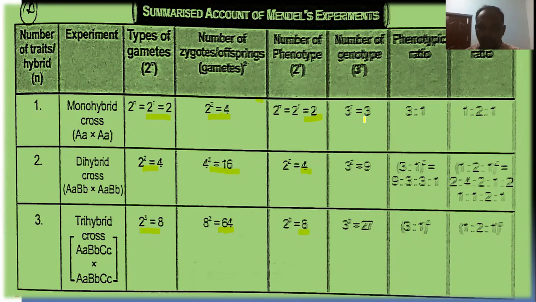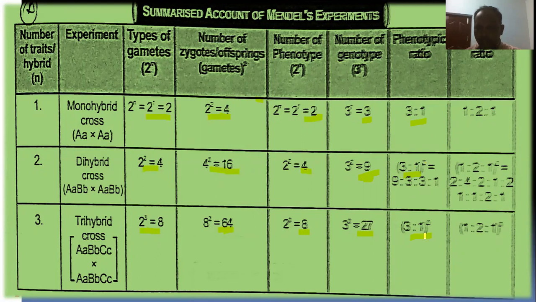So number of genotypes for a monohybrid is 3. Caps T caps T 1 genotype, caps T small t 1 genotype, small t small t 1 genotype. But in dihybrid it's not like that. Totally we got 9 types. We studied the genotype ratio, no? 1:2:1:2:4:2:1:2:1. Totally 9 we got. Similarly, trihybrid will give 27. Phenotype ratio is 3:1. In dihybrid it is 3:1 power 2, so 9:3:3:1.